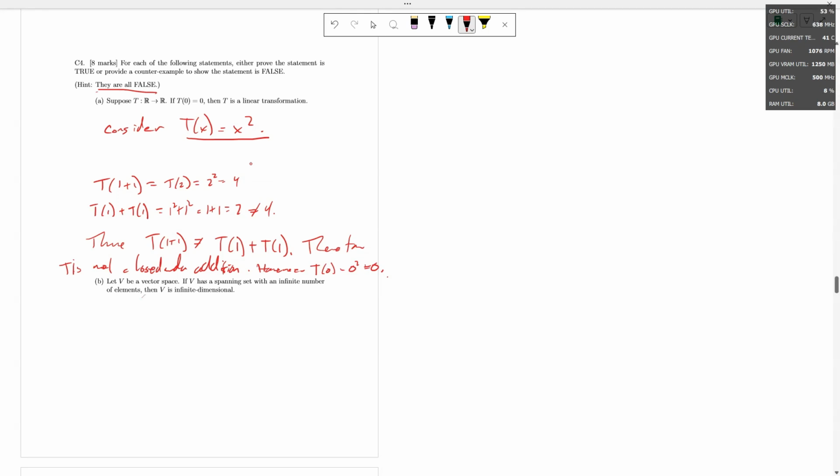Now we have: let V be a vector space, and V has a spanning set with an infinite number of elements. Then V is finite dimensional. Well, let V equal R, and S equal R. Then S has an infinite number of elements, but the dimension of R equals 1. And here's our counterexample.